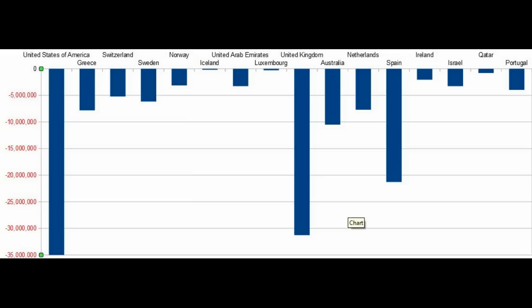Again, these are the losses based on the percentage of current population. The United States is going to lose about 78% of its current population. Greece is going to lose about, I think it was like 60. I don't have the numbers in front of me. It was somewhere in the 60s, I believe, percent of its current population. And then down the list you go.